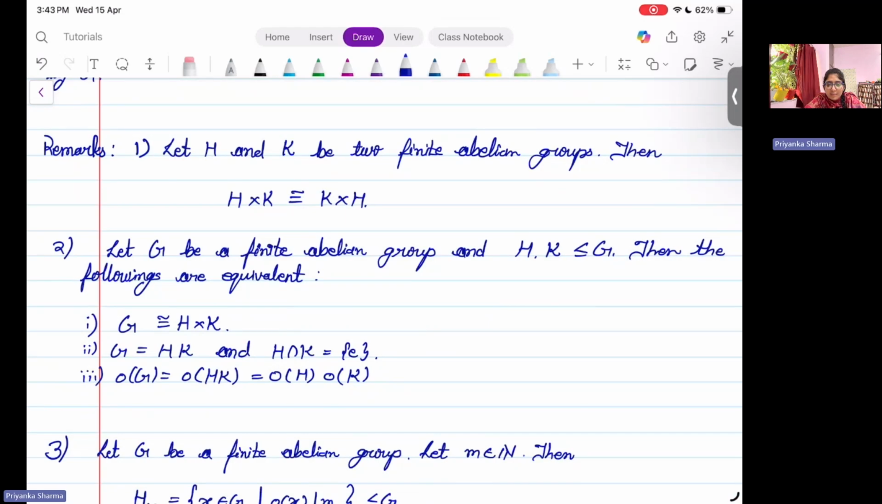And if we have a finite abelian group G, and H and K are subgroups of G, then the following are equivalent. That is, G is isomorphic to H cross K, and G is HK, and H and K are disjoint. And the order of G is the order of HK, which is the same as the order of H into the order of K.